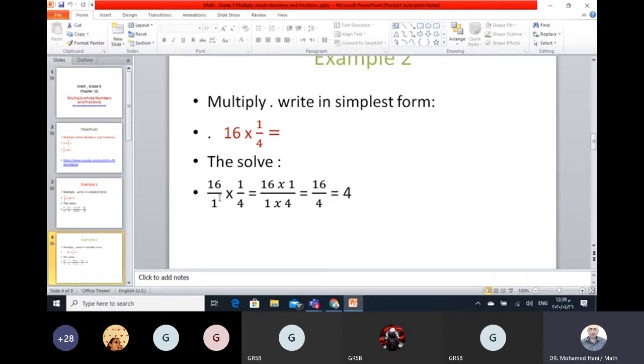How to multiply the two fractions here? 16 multiplied by 1 and 1 multiplied by 4. 16 multiplied by 1 will be 16 and 1 multiplied by 4 will be 4. 16 divided by 4 will be 4.